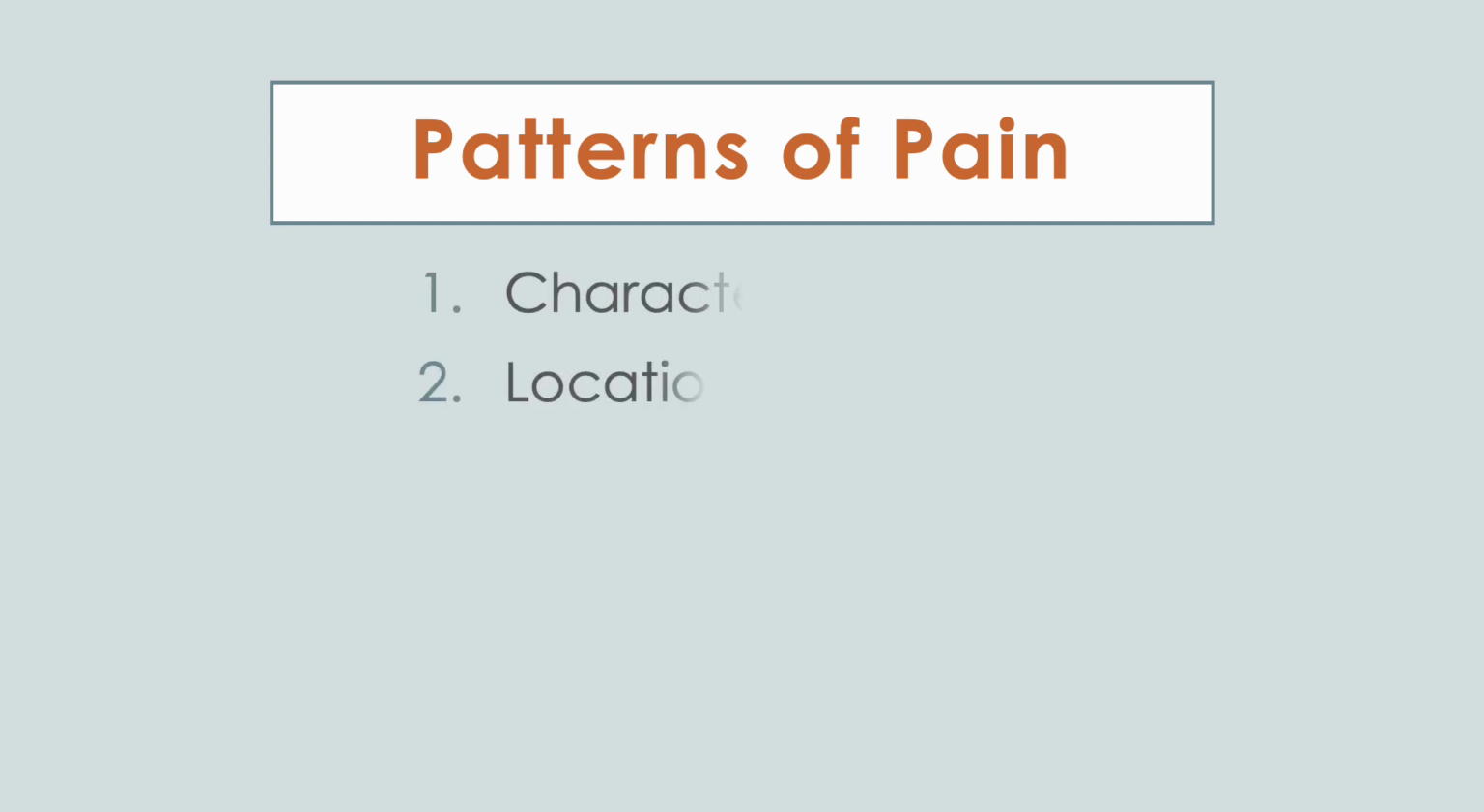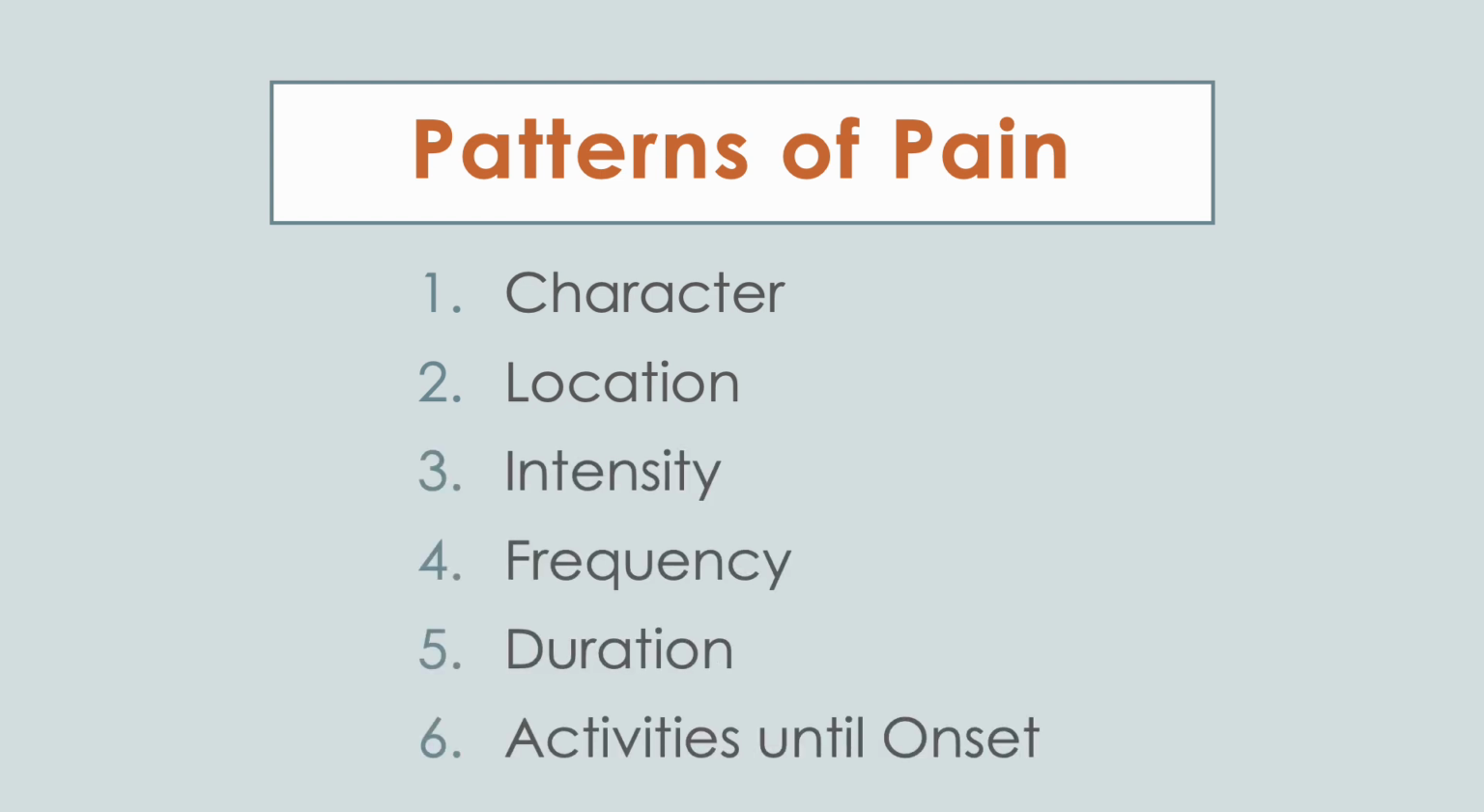The character and location of pain tend to be the last 2 parameters to change. However, the intensity, frequency, duration, and activities to onset of pain start to change early in therapy. This is where I get patients to focus. So let's tease apart what each of these parameters mean.